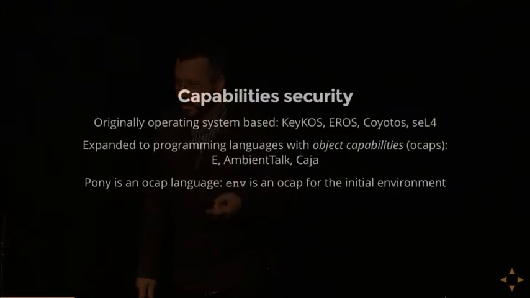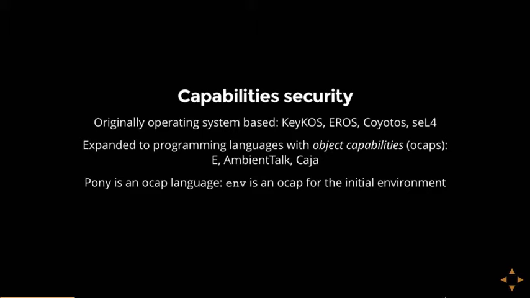So capability security is an operating system concept that comes from the 60s. It hasn't maybe gotten as much press as it deserves. Mark Miller has probably been the most prolific author on object capabilities lately. But it really expanded to languages with E and AmbientTalk and Caja. Now SES on JavaScript is implementing object capabilities in JavaScript, which should be pretty interesting. Caja did that as well, but in a much more restricted way. So Pony is an OCAP language, and is an OCAP for the initial environment, which is pretty straightforward.